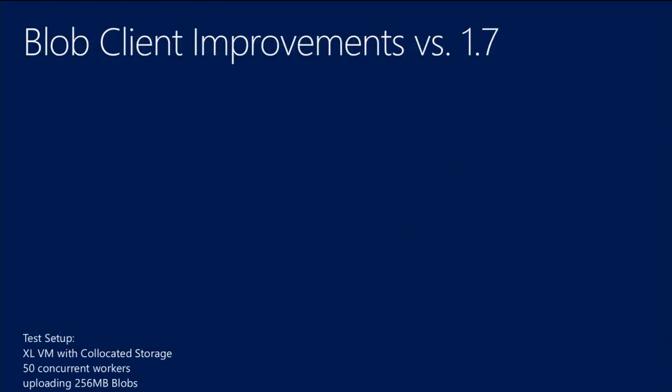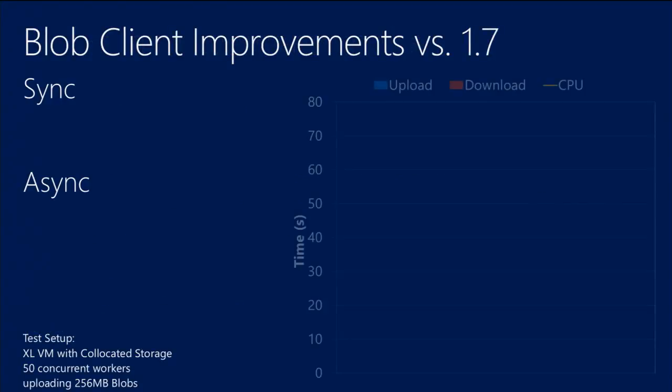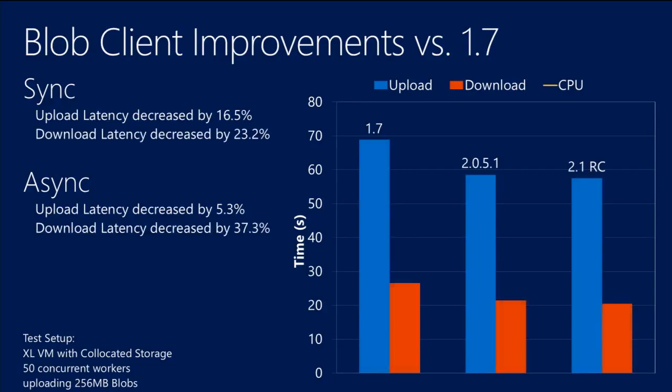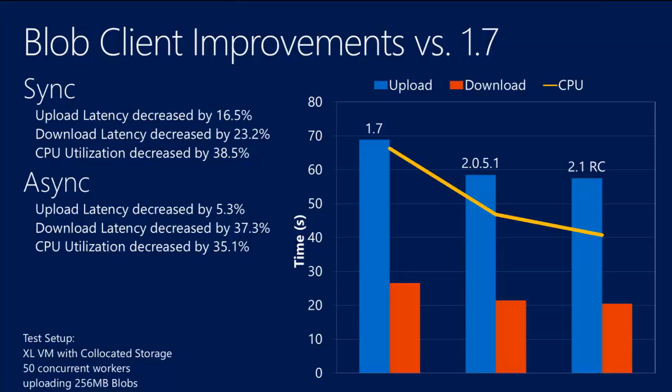So here's just our first set of performance experiments. We run these against production tenants. This specific test is a single XL VM, 50 concurrent workers, and they're just uploading 256 megabyte blobs. So we have 1.7, 2.0.51, 2.1 RC. And we've driven down latency in some cases by 16% for upload, 23 to 37% for download, and the CPU is dropped by almost 40% in some cases. So again, we highly recommend using the latest.